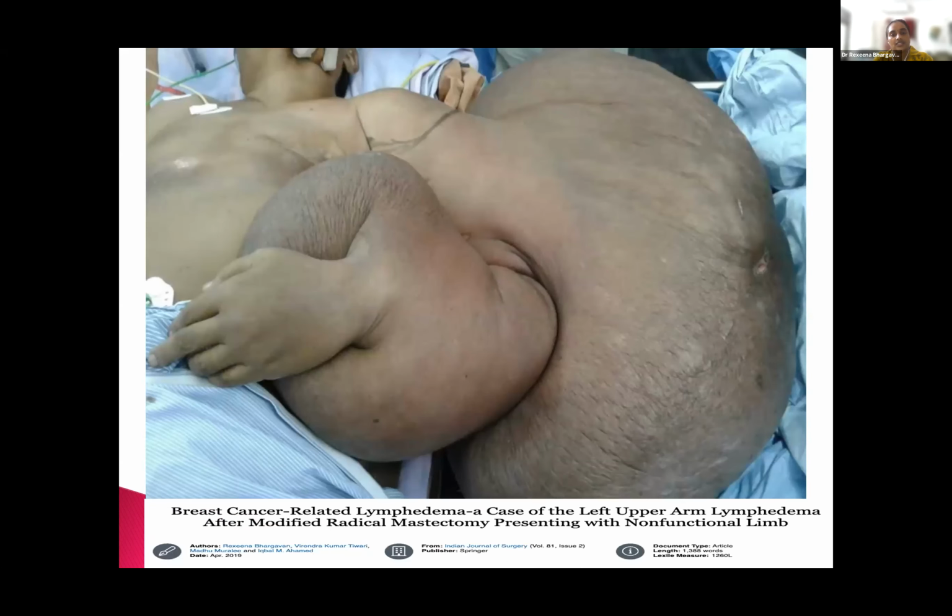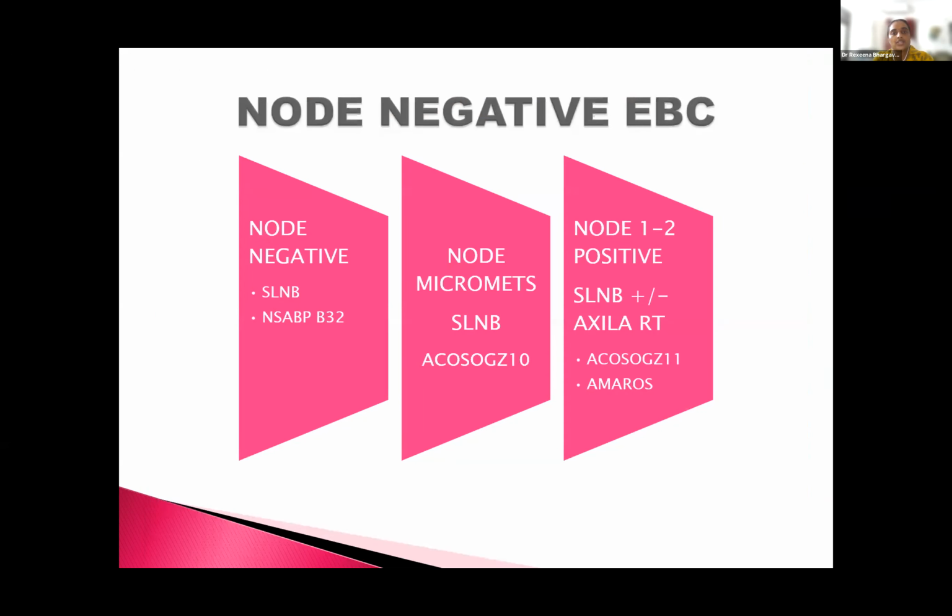This is a case of our patient who had to undergo an amputation 10 years following surgery due to lymphedema. In node negative patients, we already know that if the patient is N0 on final HPR, we can just stop at SLNB. If there are micromets, again, SLNB will suffice. Also if there are 1 or 2 nodes positive and the patients fit into the ACOSOG Z11, we can either stop at SLNB or give RT as per the AMAROS.